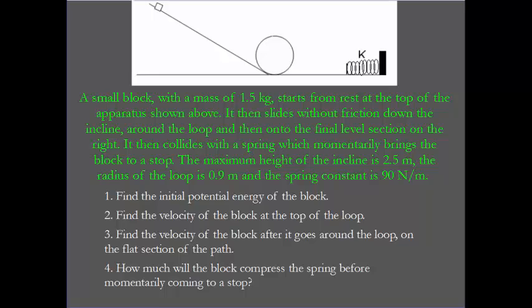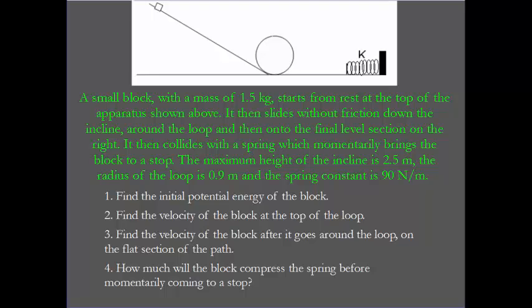So, a small block with a mass of 1.5 kilograms starts from rest, meaning it's not moving, at the top of the apparatus shown, the top of the ramp. It then slides without friction down the incline, around the loop, and into the final level section on the right. It then collides with a spring, which momentarily brings the block to a stop.